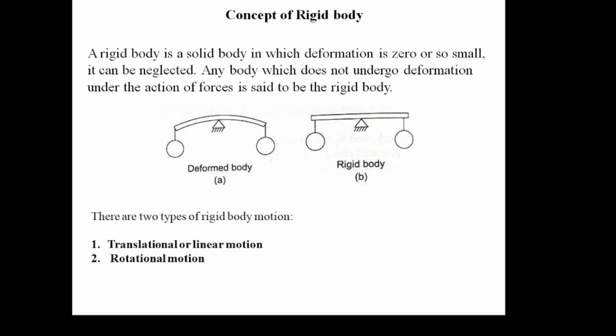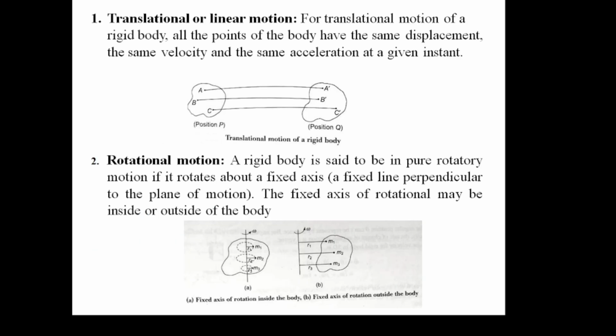In the first figure, this is a deformed body, but in the other figure, it is not deformed at all. That is why it is called a rigid body. There are two types of rigid body motion: one is translational or linear motion, and the second is rotational motion.